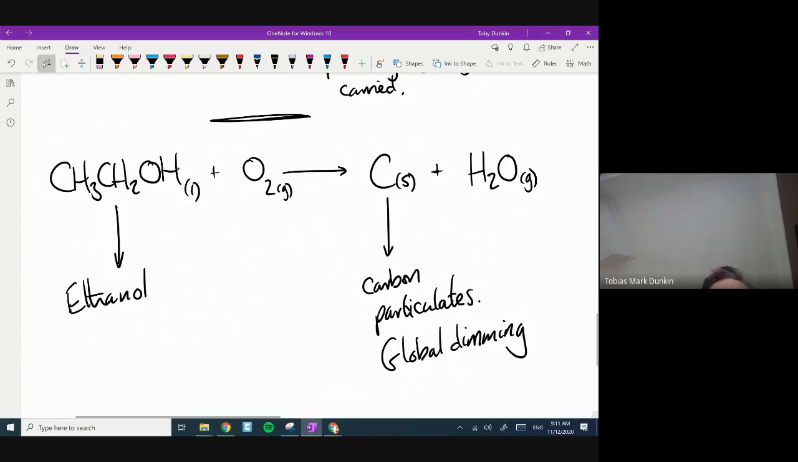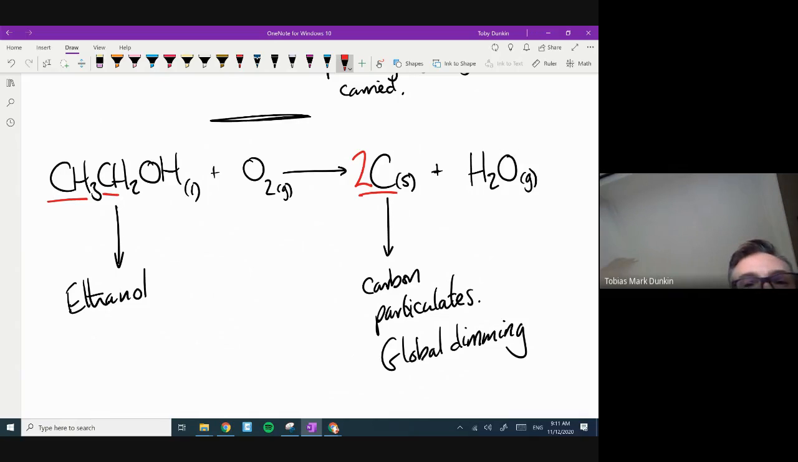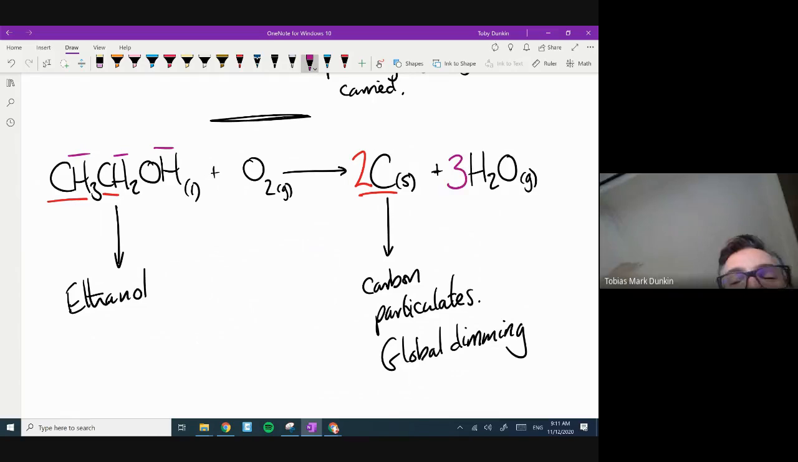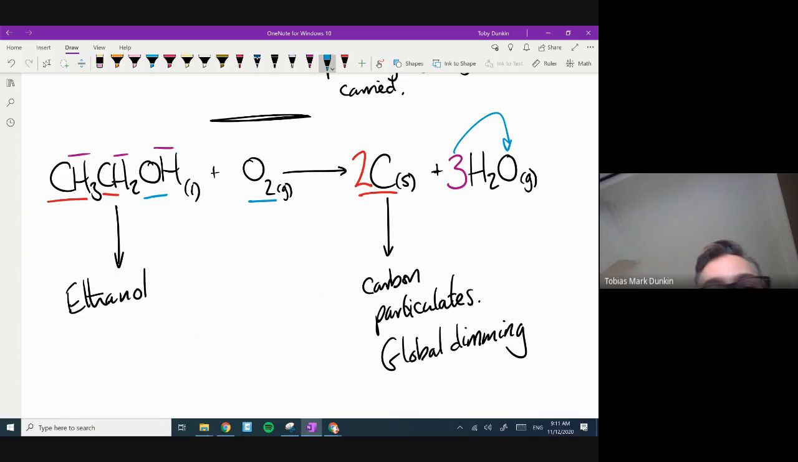Isabel, can you talk me through the balancing, please? There's 2 carbons on the left side, so you need to put a 2 in front of the carbon solid. Outstanding. Next. And there is 6 hydrogen, so you put a 3 in front of that water. Doing brilliant. And then there's 3 oxygen. Well done. It's now already balanced for oxygen.